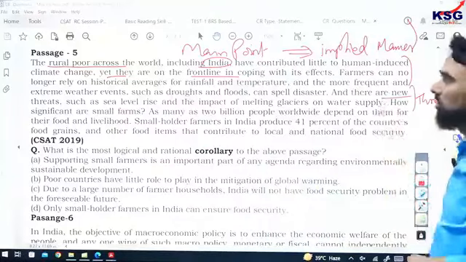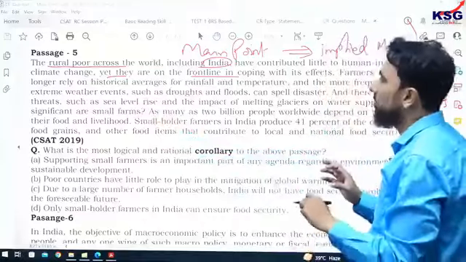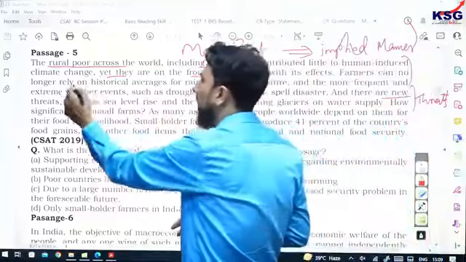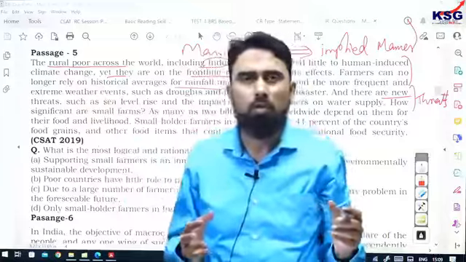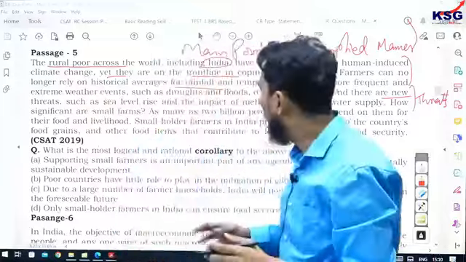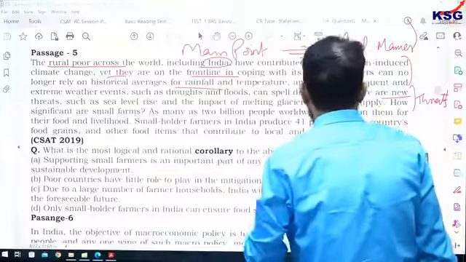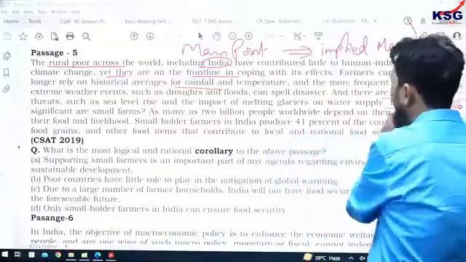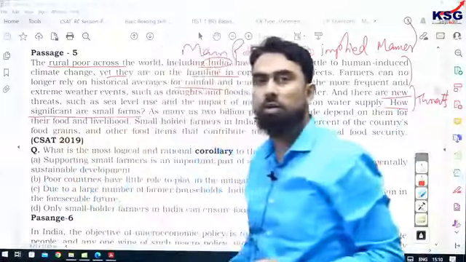The new threat: melting of glaciers, sea level rise, etc. Earlier threats: farmers can no longer rely on the historical average for rainfall. That is very uneven and unpredictable, and the new threats are there. Then the author raises a question. He says, how significant are small farms? It means he wants to tell us their significance.